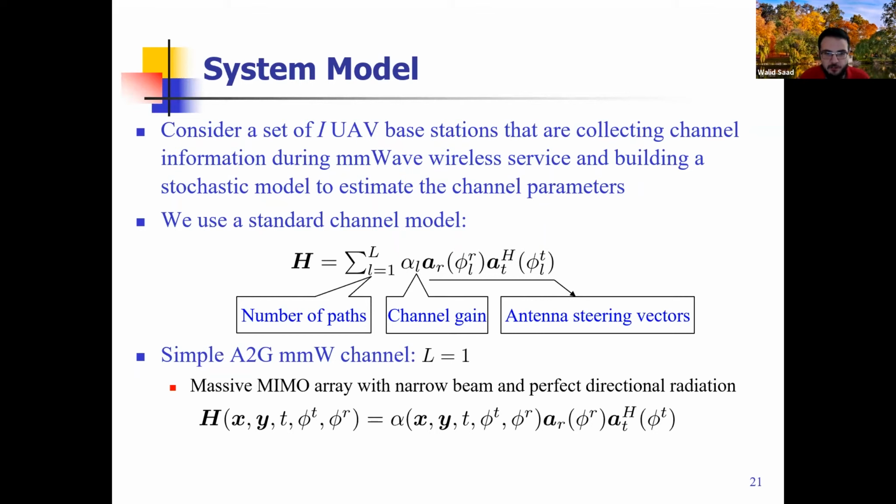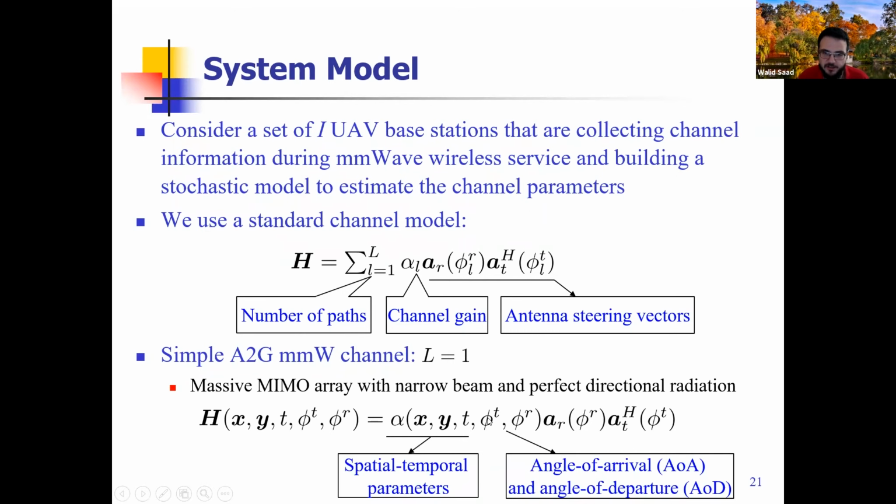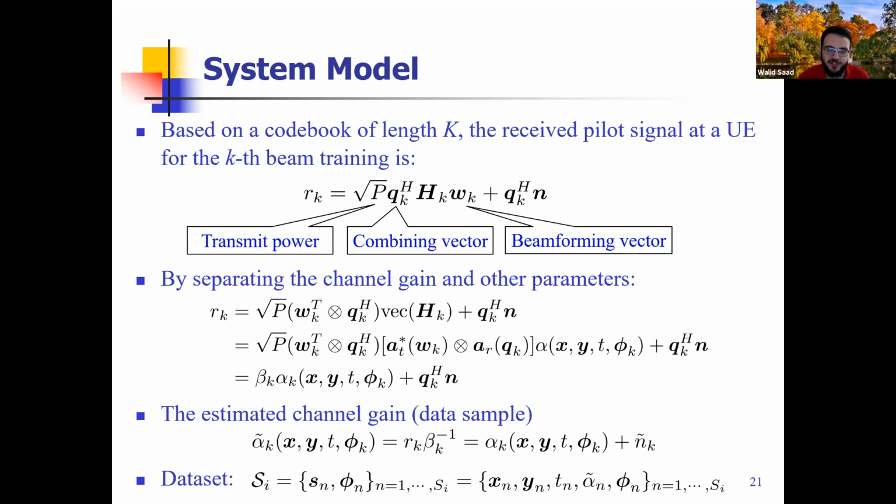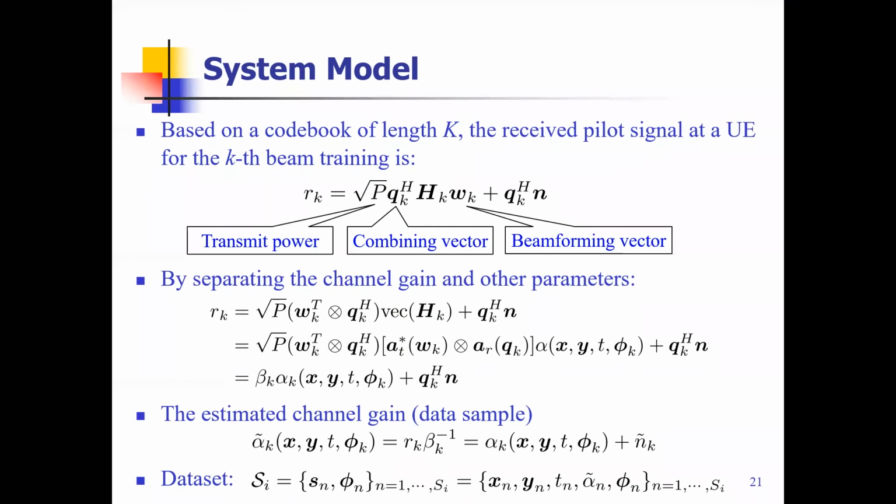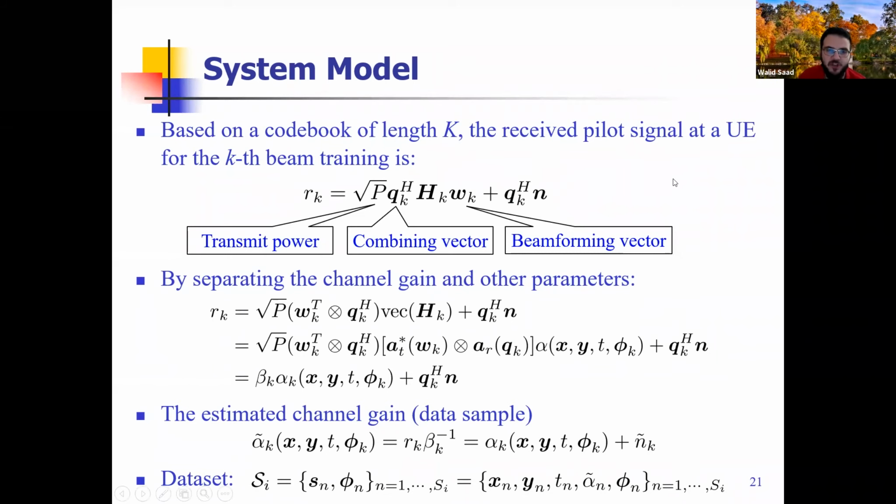Again, this is a general model. We just show the dependence on the spatial. X, Y is just the two-dimensional location of the user on the ground. T is time, and these are the angle of arrival and angle of departure. Sorry, and that's essentially a standard channel model. So on these two slides, there's no novelty in some sense. It's just a step by step to the point. So again, doing the beam training on the pilot signal, we assume you know the AOA and the AOD. Again, you can relax those assumptions as well.